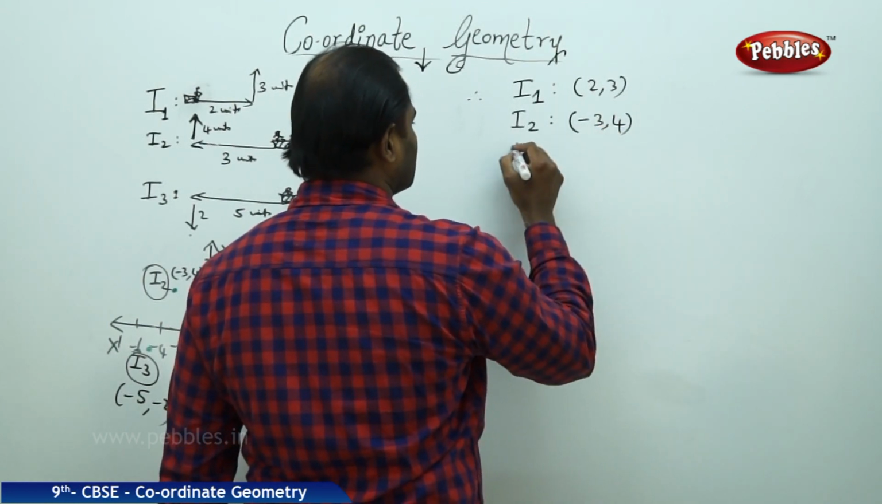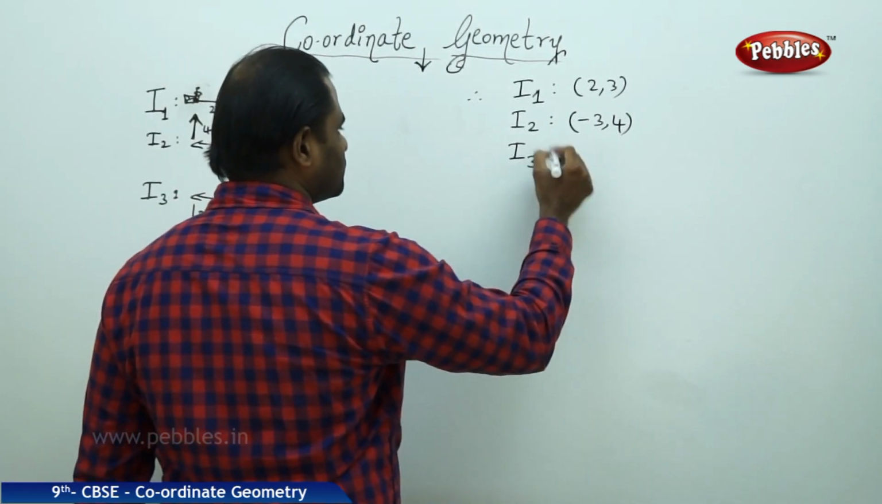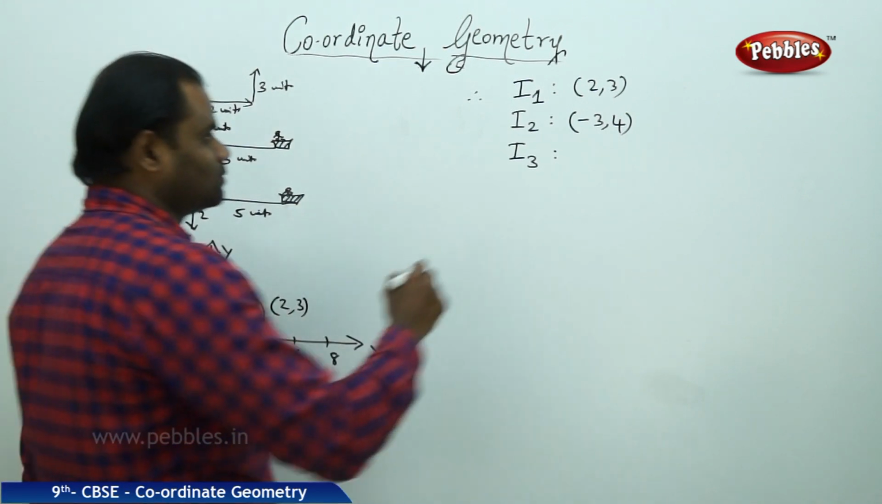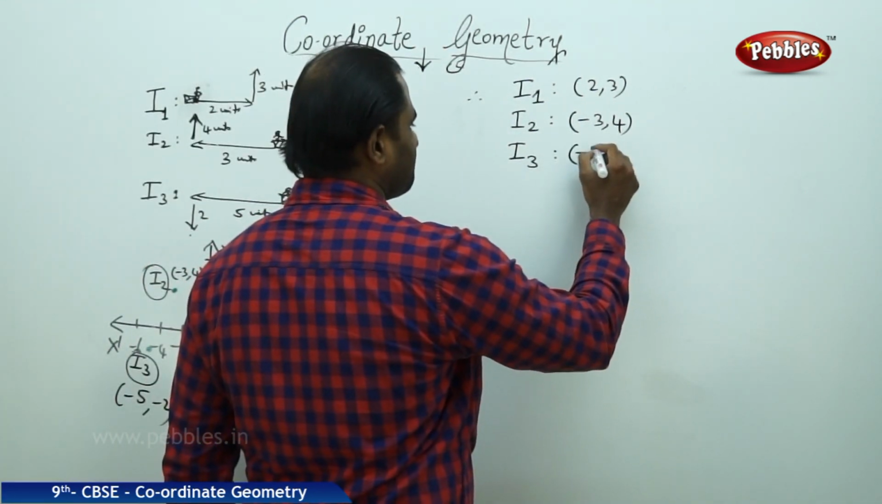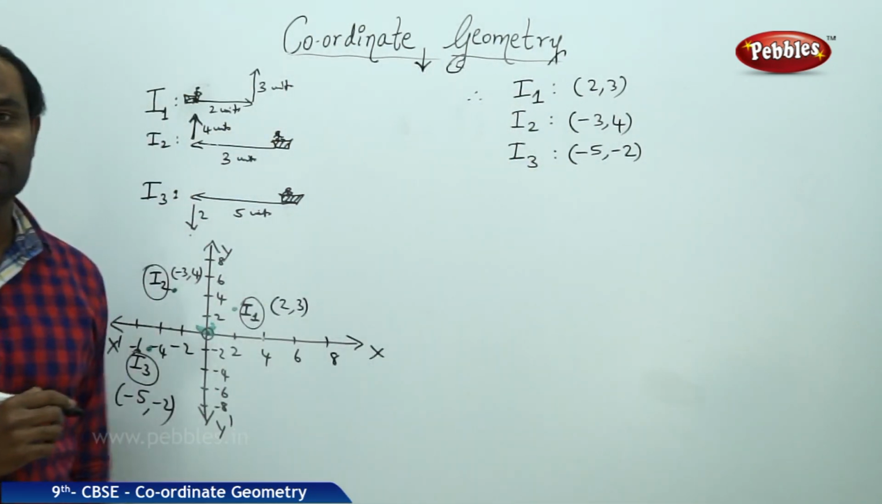and 4, and the coordinates of I3 is -5, -2. This is what we get for each of the coordinates.